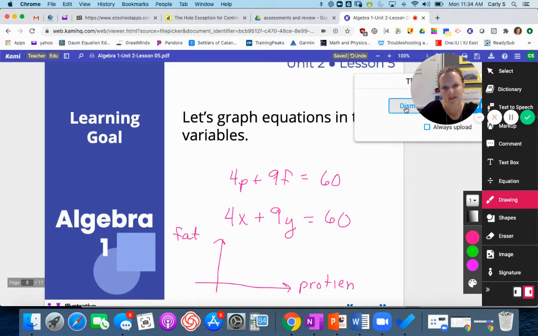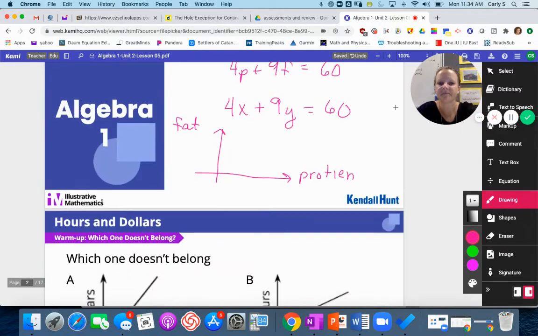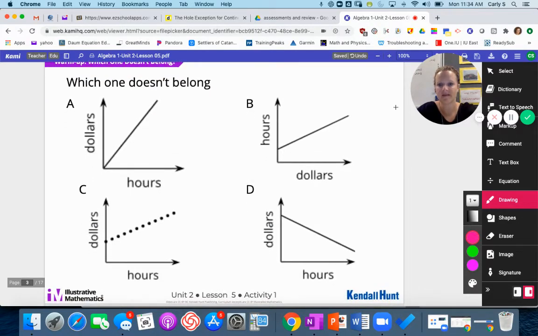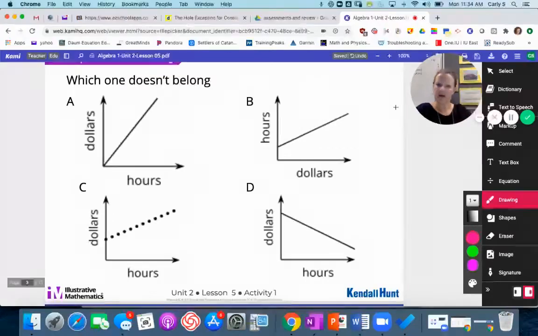Let me dismiss this. Okay, let's do a which one doesn't belong. So I see three graphs, and which one doesn't belong? What can we talk about? Let's see, this one's dollars, hours, and here's hours and dollars, so maybe that one doesn't belong because the x and the y-axis have been shifted. So that's a possibility.